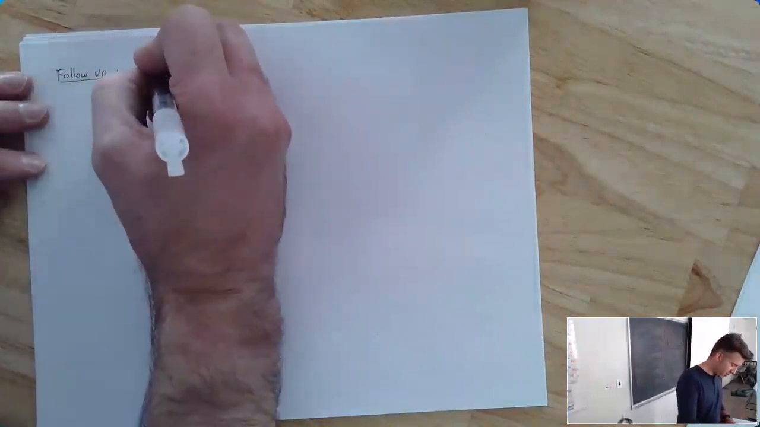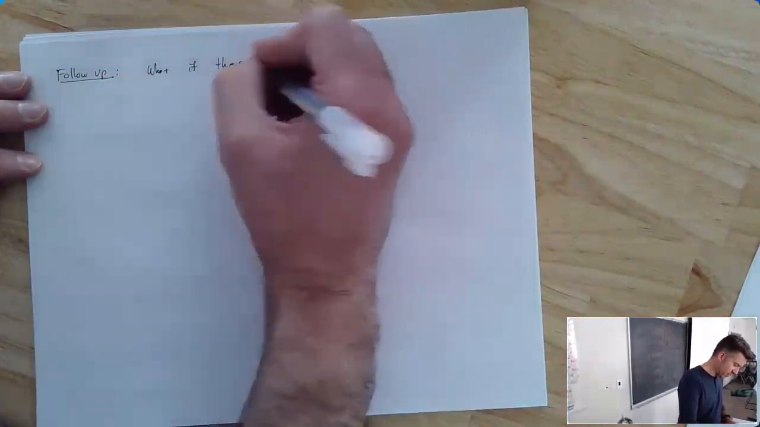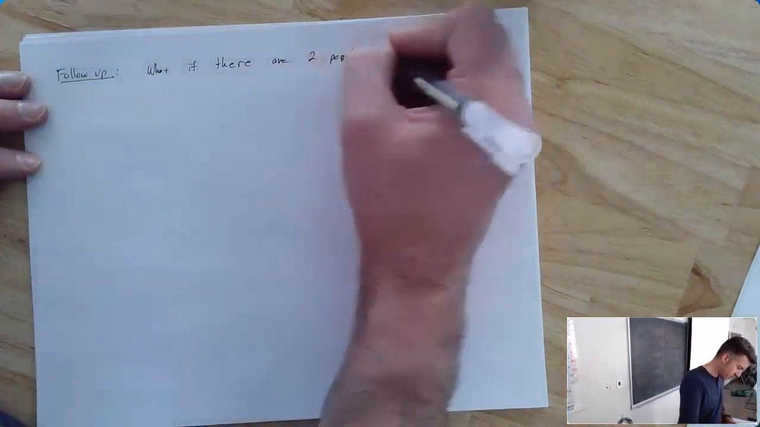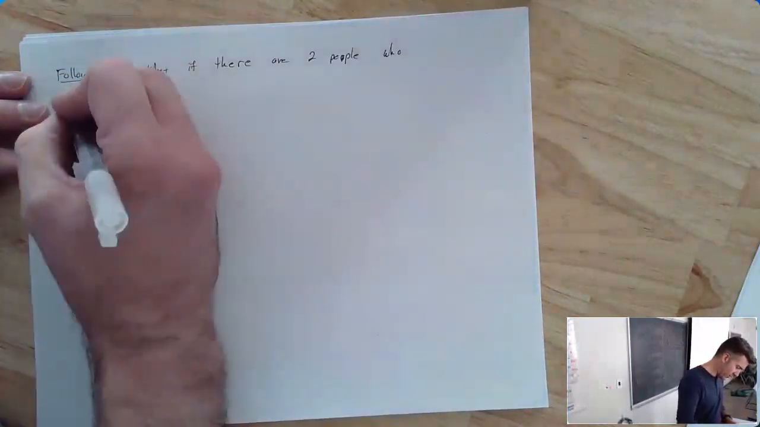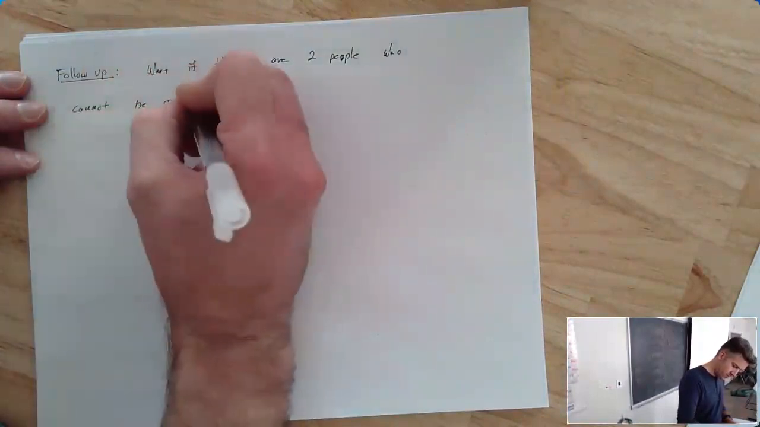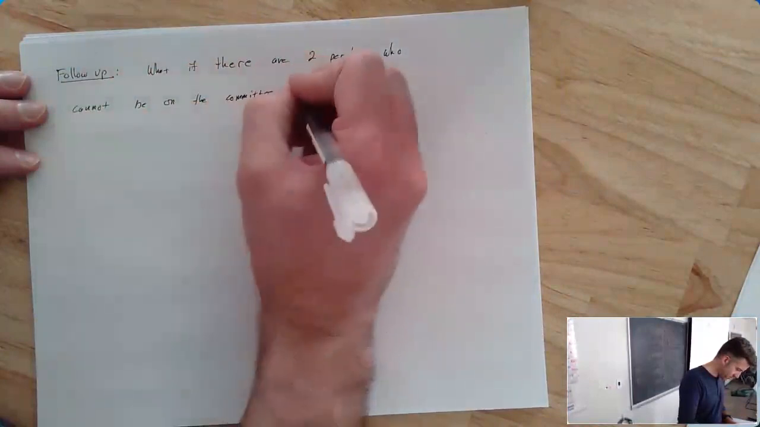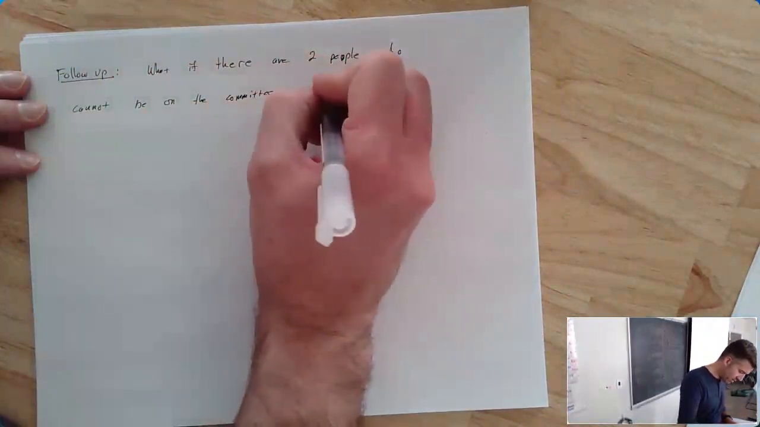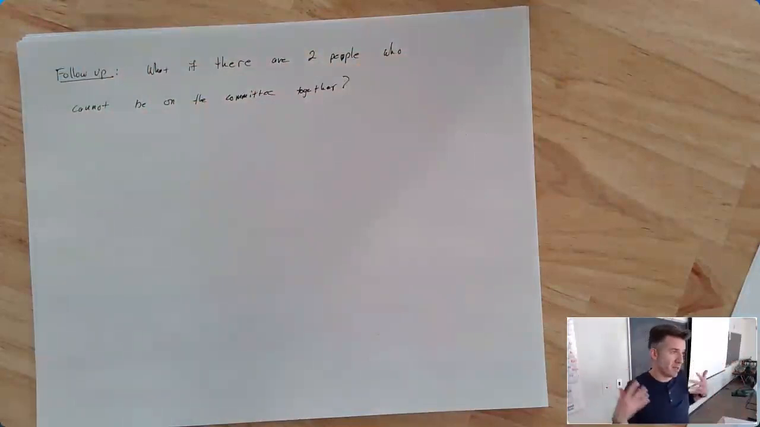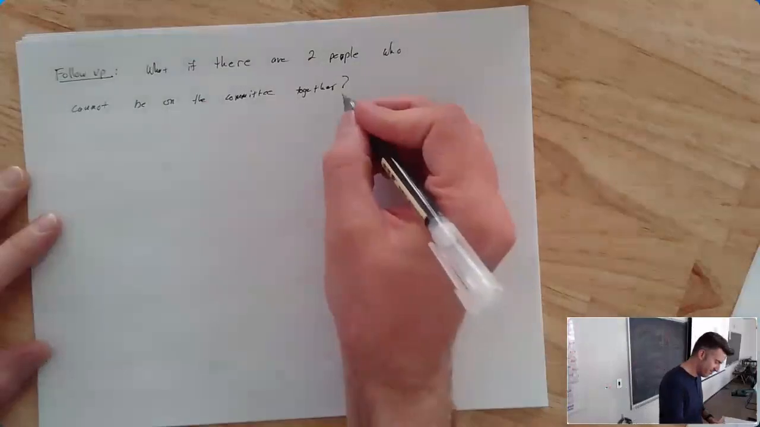What if there are 2 people in your group that absolutely hate each other and cannot be on the committee together? So what if there are 2 people who just can't work together, who cannot be on the committee together? Or maybe they don't hate each other. Maybe they're so in love with each other that they just can't focus on the work they're trying to do when they're on the committee together. So we have to keep them separated because they're too in love.